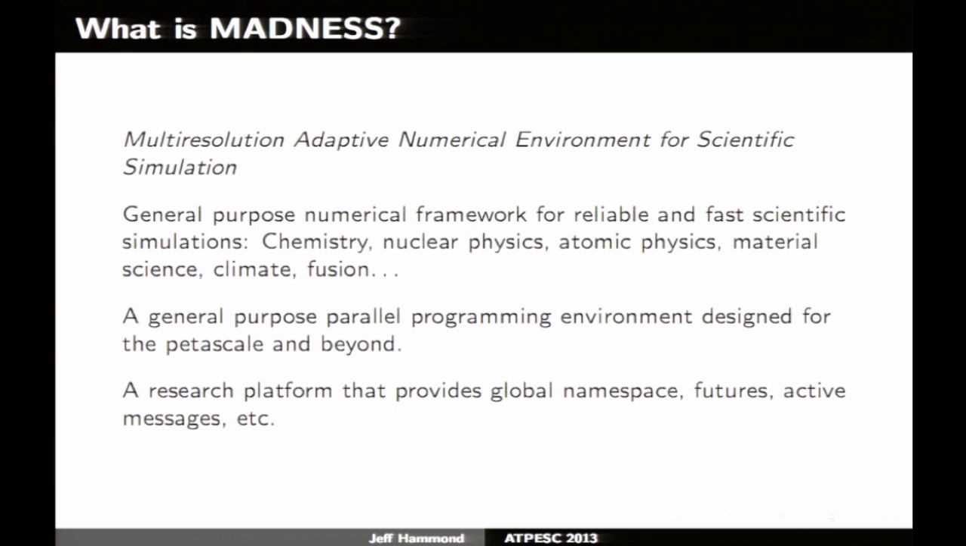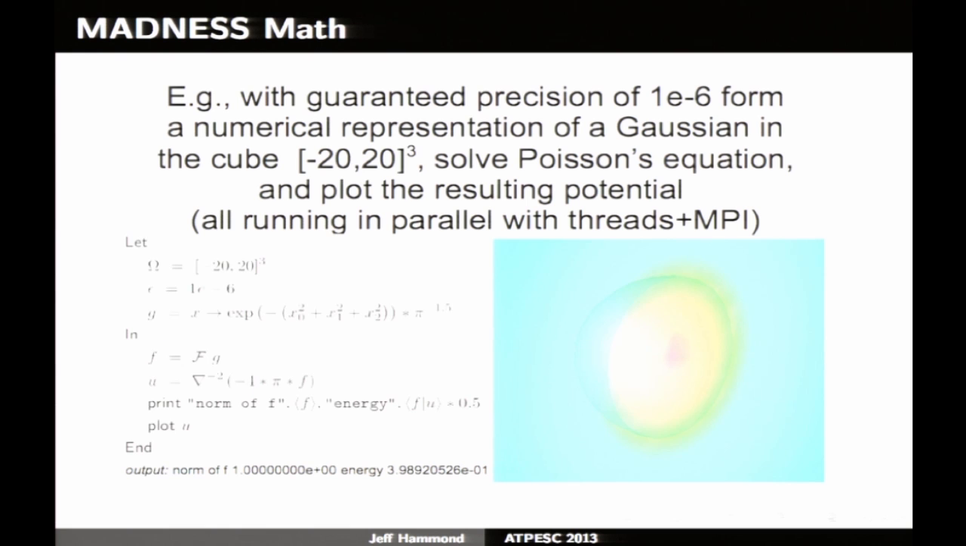So you have a notion of a global namespace, things called futures, which are sort of CS hardcore crazy business that don't really have a standard implementation, things like active messages. There's actually a lot in common with the ideas in Madness and with Charm++. It was certainly an inspiration when Robert was coming up with this. So this represents sort of the ideal of what Madness is trying to do and why it's a numerical thing and not a chemistry code.